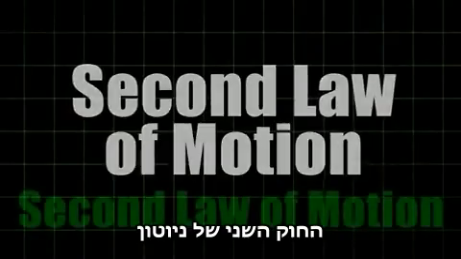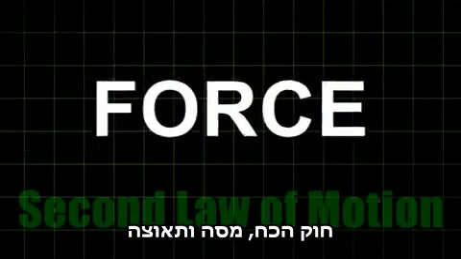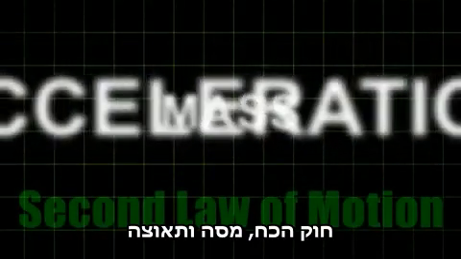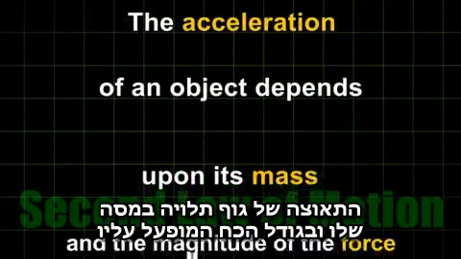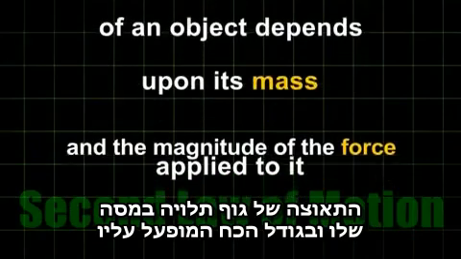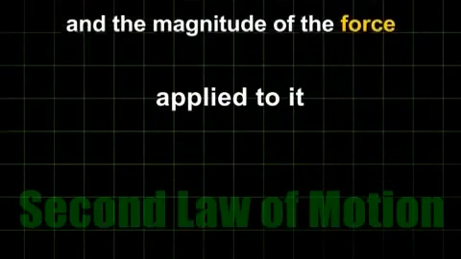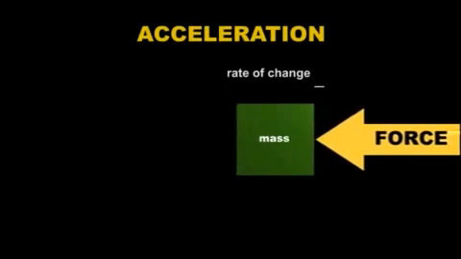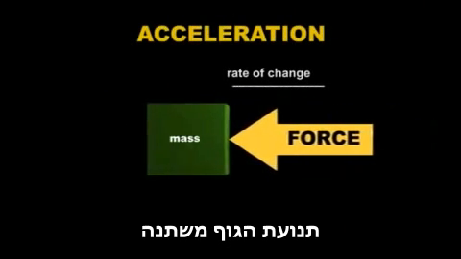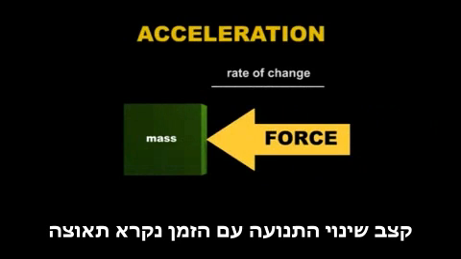The second law of motion, the law of force, mass, and acceleration. The acceleration of an object depends upon its mass and the magnitude of the force applied to it. When an unbalanced force acts upon an object, the motion of the object changes. The rate of this change over time is called acceleration.